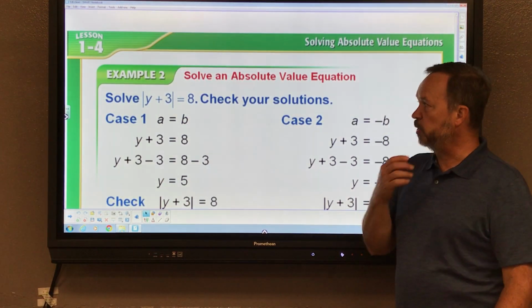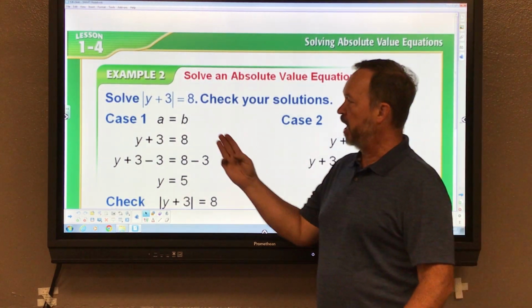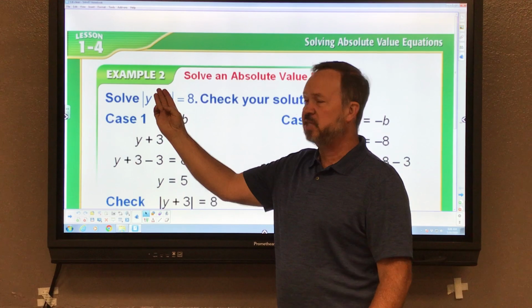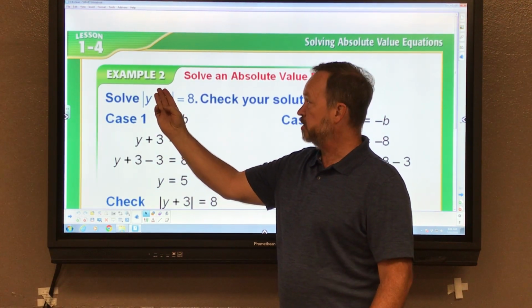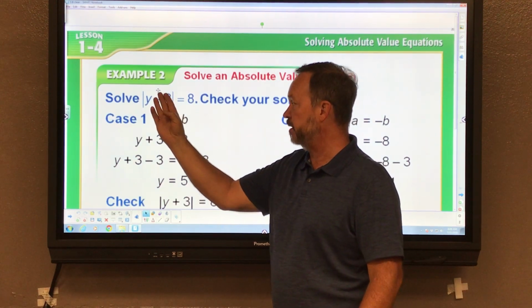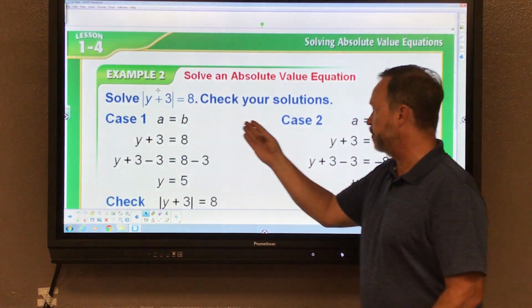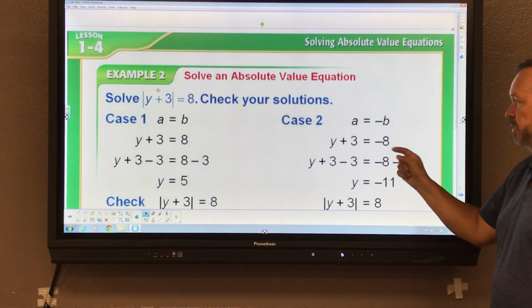So the other day we looked at absolute value equations, and we said what we can't predict is whether the thing inside the absolute value is a positive 8 or a negative 8. Because the absolute value of 8 is 8 and the absolute value of negative 8 is 8. So we can't predict. What we have to do is account for both cases, the possibility that it's equal to 8, the possibility that it's equal to negative 8.